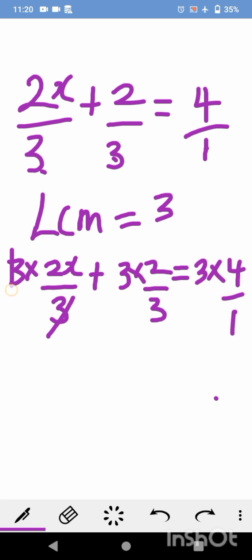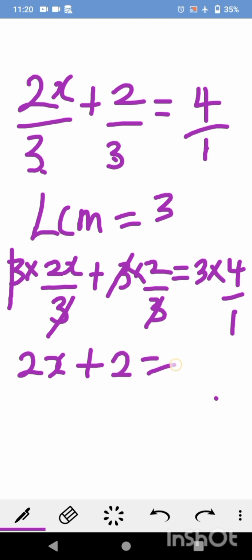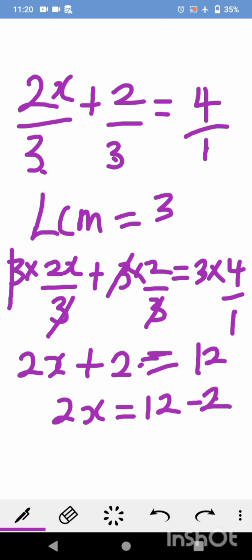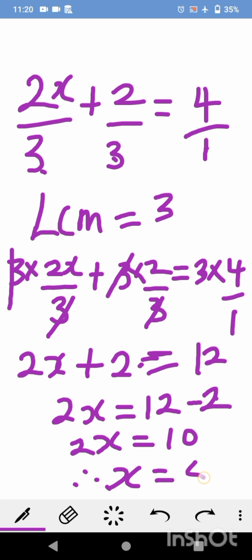Now this 3 takes care of this 3. You are left with 2x. This 3 also takes care of this 3. You are left with plus 2. 3 times 4 gives us 12. Alright. Now we need to move the 2 to the right hand side, a way of collecting like terms. That becomes 12 minus 2. And 2x will be equal to 10. Of course, from what we know about equations, our x has to be equal to 5 because 2 times 5 will give you 10. Alright, so let's look at other examples.